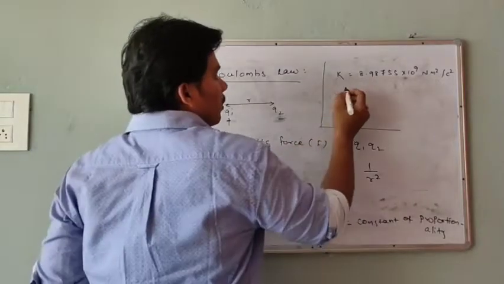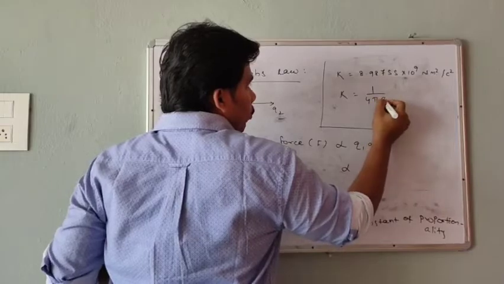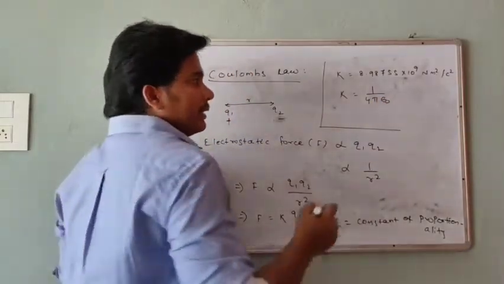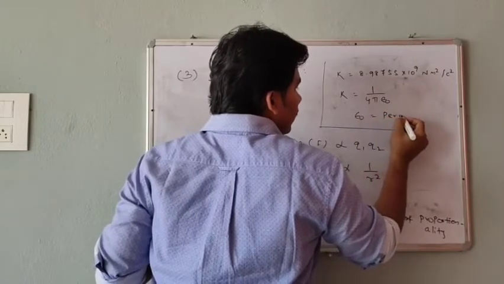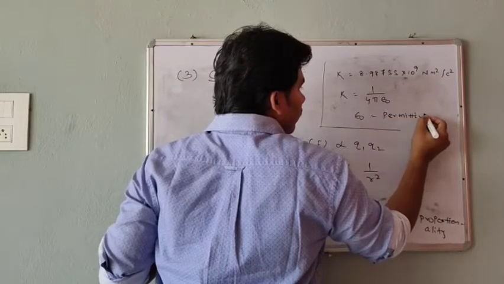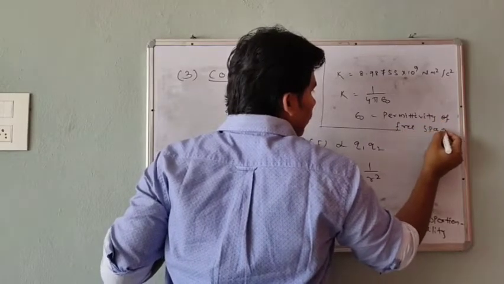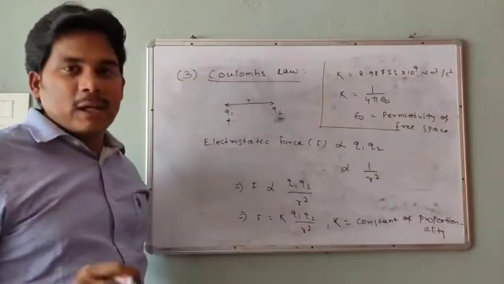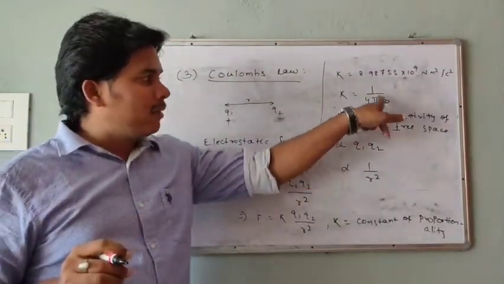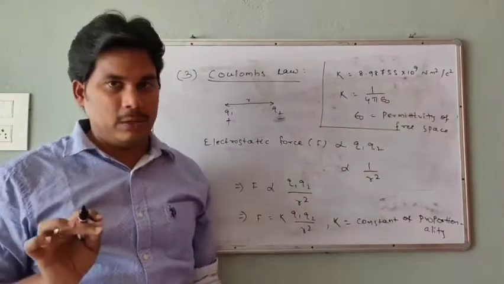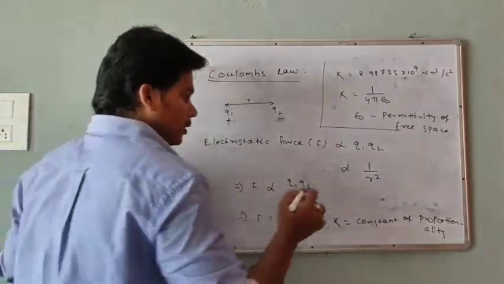From the experiment it is also known that K equals 1 by 4 pi epsilon naught. This epsilon naught is known as the permittivity of free space. And remember, this is the SI value we are using, not the CGS value. That's why K equal to 1 by 4 pi epsilon naught is only used for the SI system.